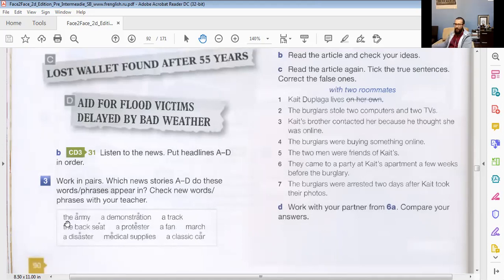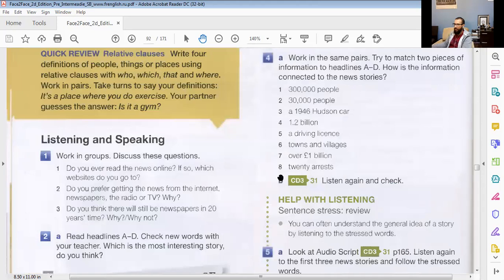So we have the army, a demonstration, a track, the backseat, a protester, a fan, march, a disaster, medical supplies, a classic car. Are there any words which are new in this box for you? Any new words here? No. No. All right.